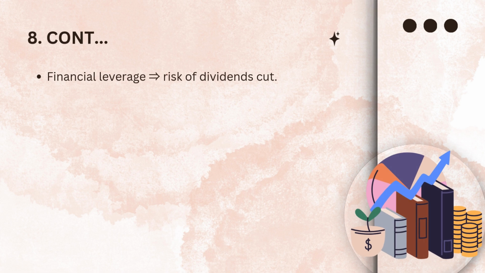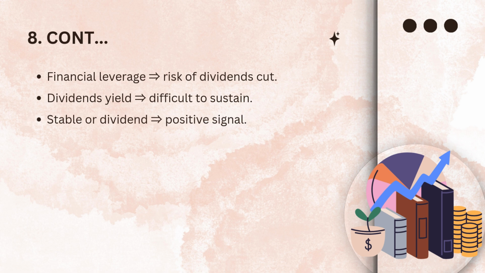Higher financial leverage means greater risk of a dividend cut. A high dividend yield is difficult to sustain. Stable or rising dividends are a positive signal. Dividend cuts are a negative signal.